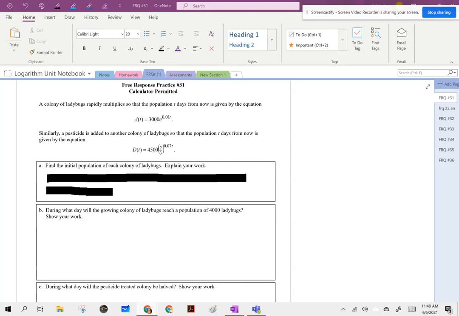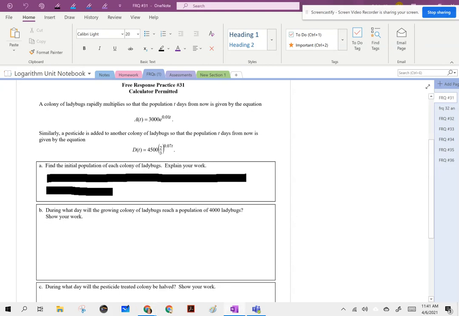31. So we've got a colony of ladybugs that are rapidly multiplying. The population T days from now is given by this equation A(T). Similarly, a pesticide is added to another colony of ladybugs. The population T days from now is given by this equation D(T). On A, we are supposed to find the initial population of each colony of ladybugs and explain your work.